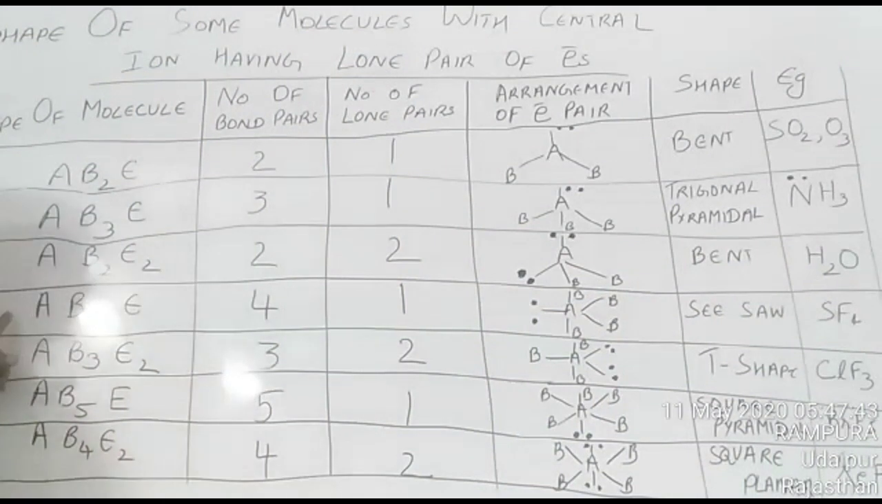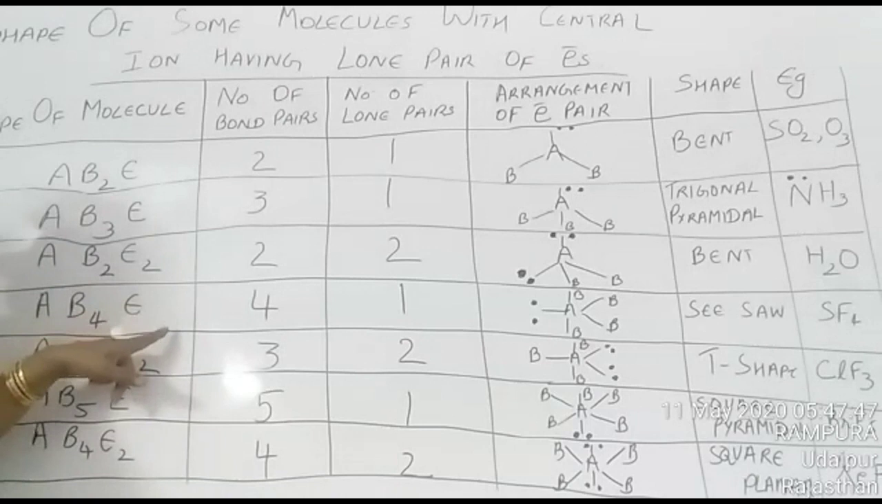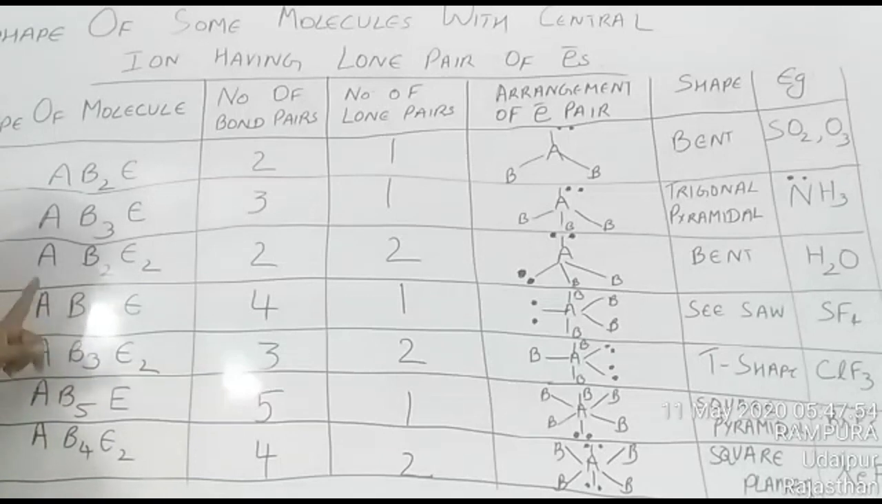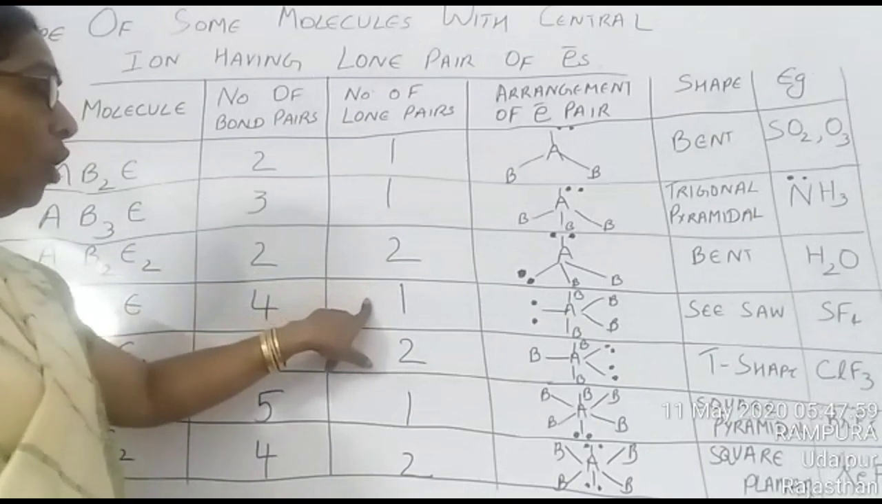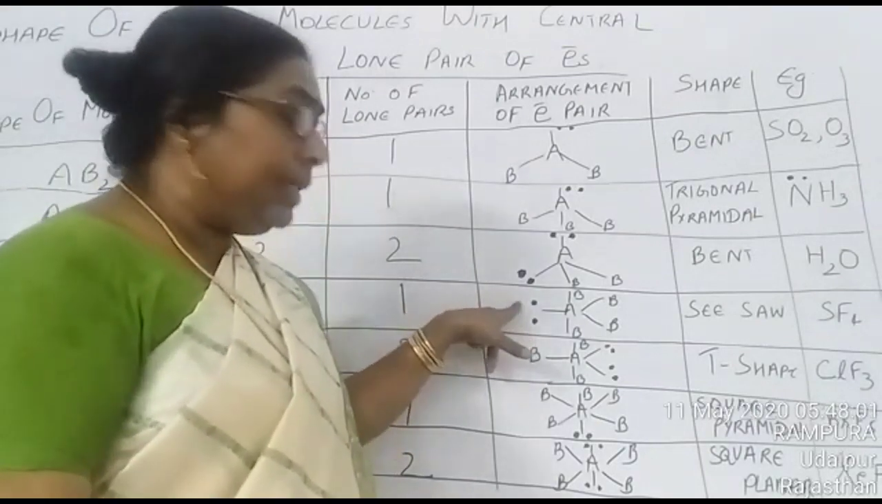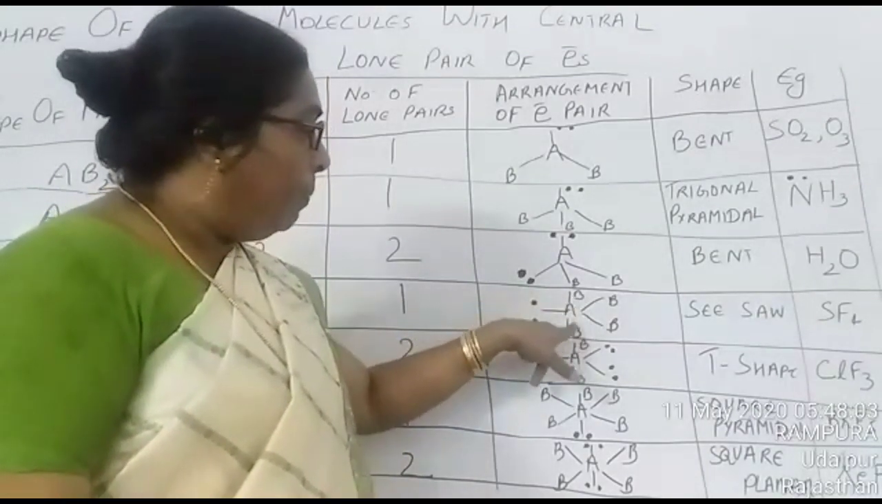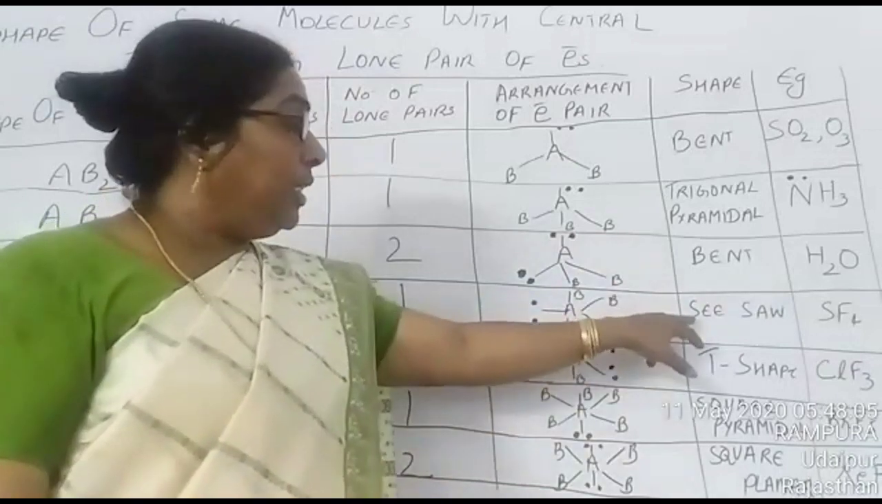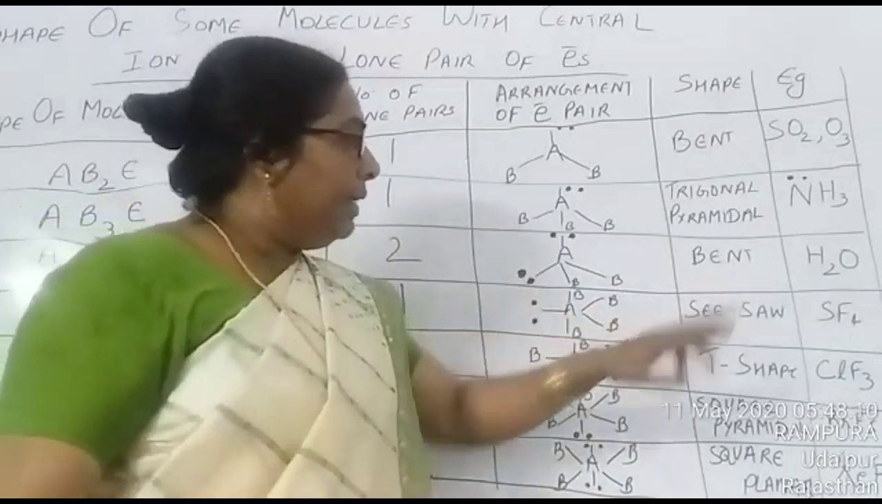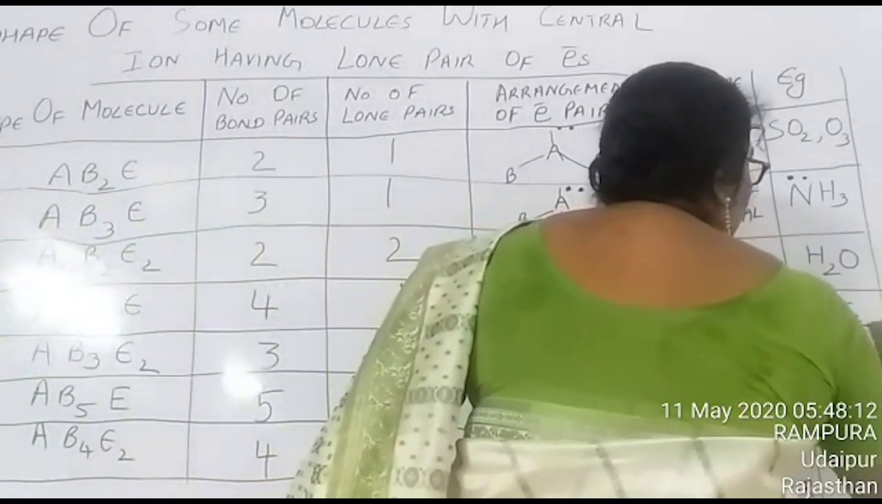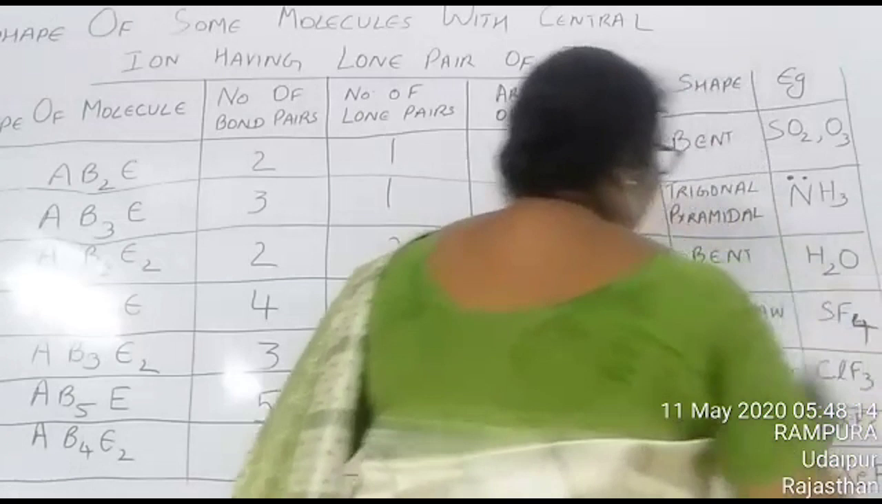Next one, you consider the type of molecule which possesses the formula AB4E. That means it has four bond pairs and one lone pair. Okay, the type of molecule is AB4E, which has four bond pairs and one lone pair. So one lone pair I mark this side and you can see the bond pairs arrangement. That means it possesses a seesaw geometry. You know that seesaw? So SF4 is an example for this particular type of molecule.